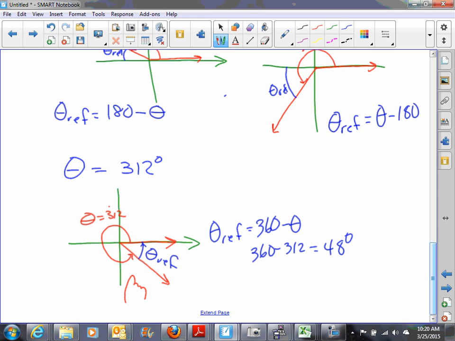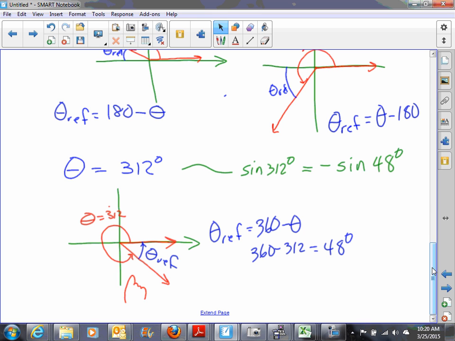Now, the reference angles are very important because let's just take this last one here as an example. If you were asked to find the sine of 312 degrees, okay, what you could do is you could say, all right, now the sine in the fourth quadrant is negative. So the sine of 312 degrees would be the negative of the sine of theta ref, which is 48 degrees. So the sine of 312 degrees would be the same as the negative sine of 48 degrees.